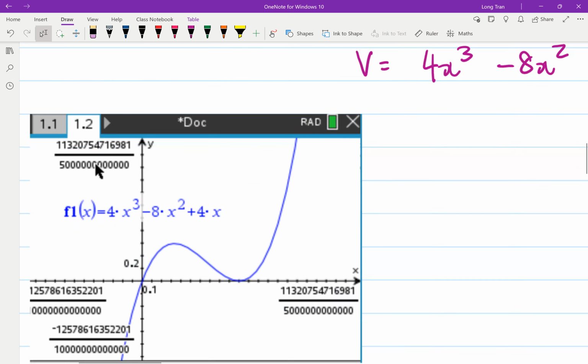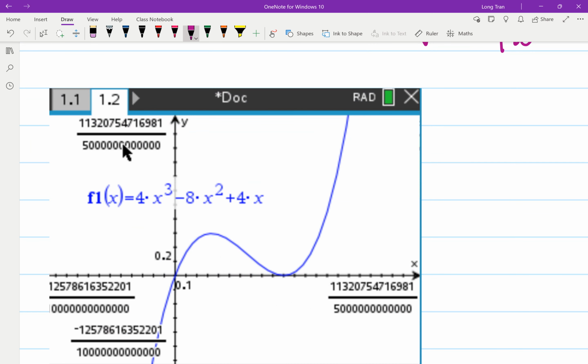Let's have a look at this graph. If this is a volume equation, so this is volume and this is x, which is the amount of length of the square that you're removing, okay? Clearly, it doesn't make sense to have negative volume. That doesn't exist. So negative volume, if you ask you to sketch it, you should be sketching this bottom half, okay? The next part doesn't make sense that your volume is infinite, okay?